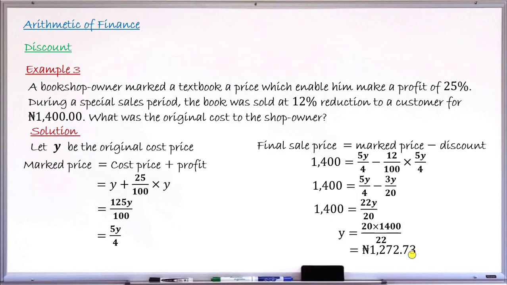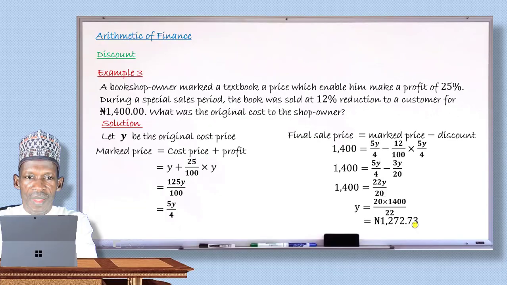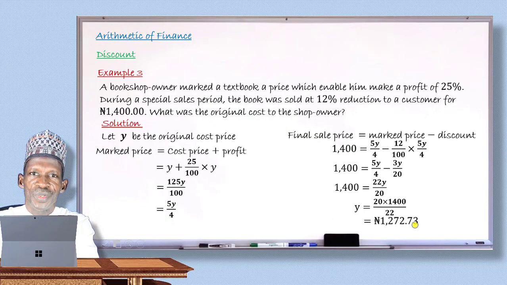And this is how we answer questions on discount. With this, my dear student, I have come to the end of this lesson. I hope you find it resourceful.